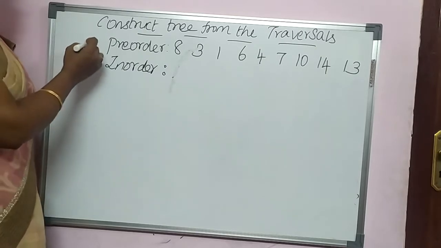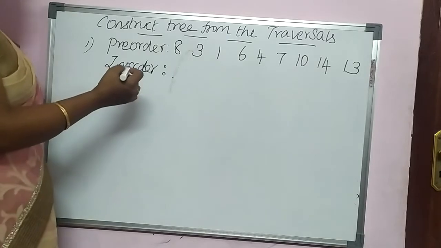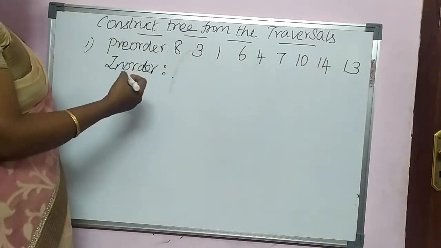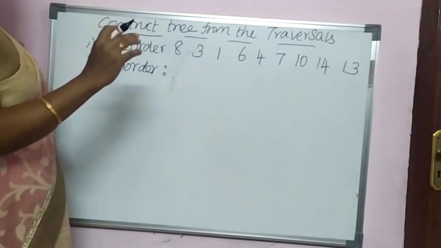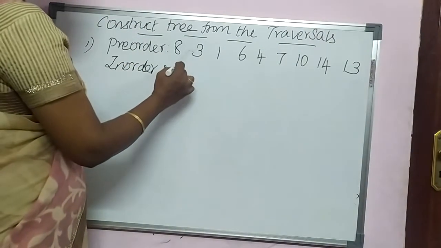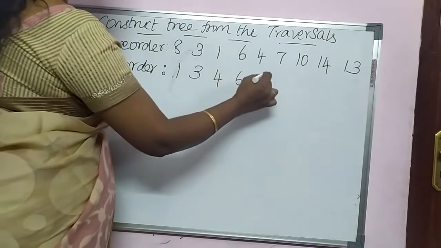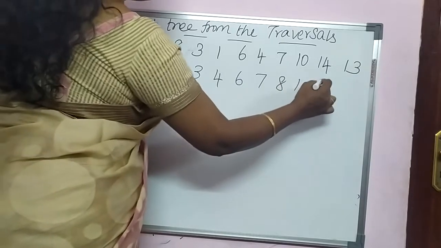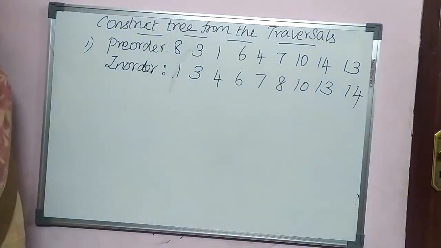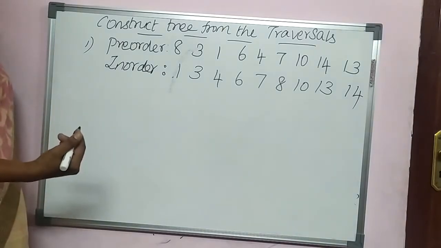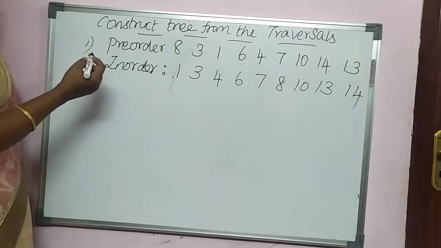So with this problem, pre-order is given. So I am going to write the in-order from the given pre-order. How can I write it? I just arrange all these values in ascending order, and that gives the in-order directly. So here 1, 3, 4, 6, 7, 8, 10, 13, 14 is my in-order. So now I have two orders with me. Whenever you have two orders, it is possible to construct a tree. So now let us see how to construct the tree.